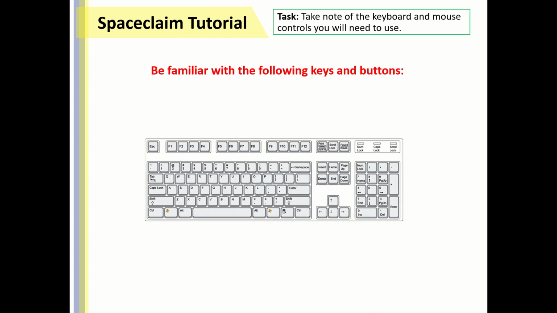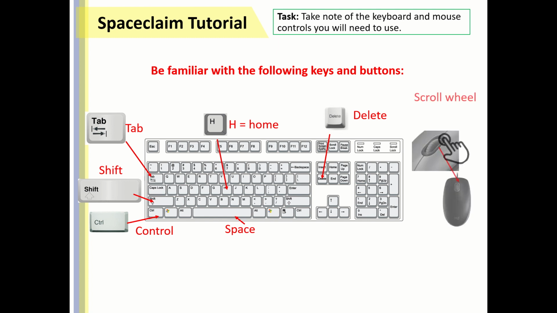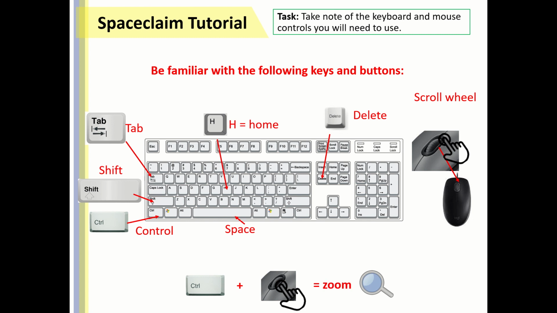As I'm working, I'm going to be mentioning certain keys on the keyboard: space, control, shift, tab, H for home, and delete, not backspace. Be aware of where those keys are, have a quick look. The other thing to mention is at times I will be pressing down on the scroll wheel. That's actually a button, so if you press down on the scroll wheel, in combination with things like control, it lets me do things like zoom.